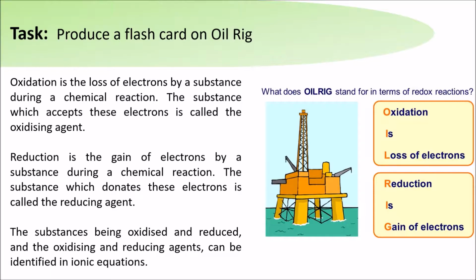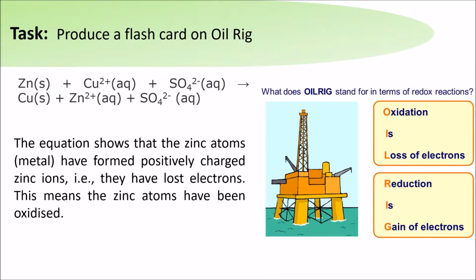The substance that has been oxidized and reduced, and the oxidizing and reducing agents, can be identified in an ionic equation. So the equation above is an example of this. The equation shows that zinc atoms have formed positively charged zinc ions, so they have lost electrons. This means that the zinc atoms have been oxidized.